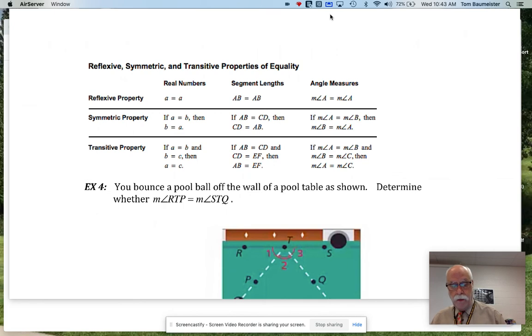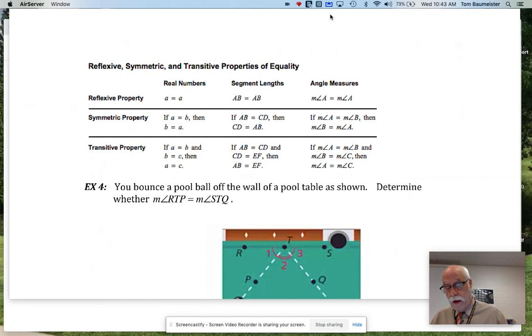The symmetric property just says if A is equal to B, then we can say that B is equal to A. That just means I can flip it. If I can flip it to my advantage, that works. Same thing with line segment AB, well, the distance, because AB is talking about the length. So if AB is equal to CD, again, I can flip it and say CD is equal to AB. And you'll see how this is important in the next example.